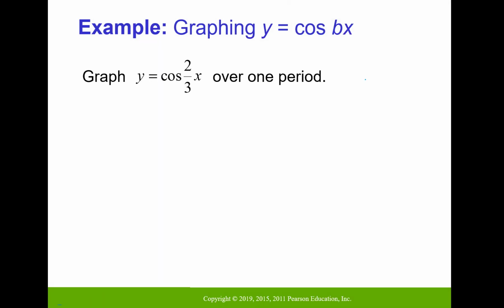So let's take a look at this one. We're going to graph this one with a little bit more detail. Graph cosine of 2/3 x.